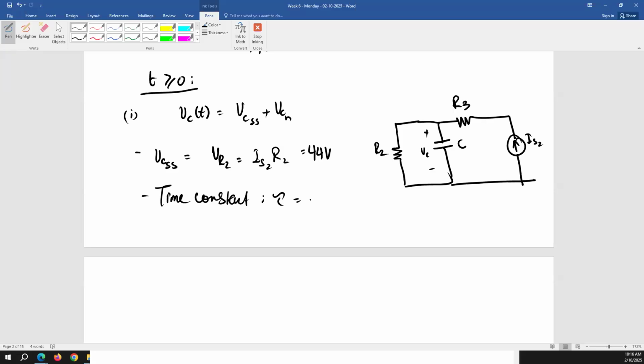Excellent. Very good. So when it's going to be in the natural state, what's going to happen? Sources have to go out. So in this case, if you remove the source, what's going to happen? If you remove the source, what components will be left in the circuit? Say it again. Which resistors and capacitor?